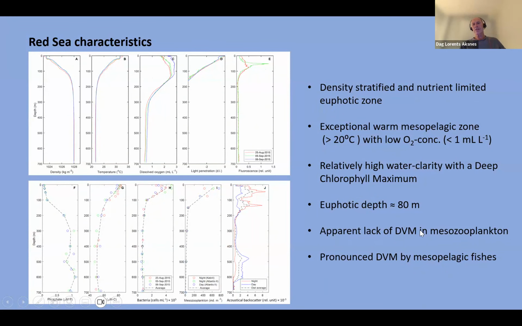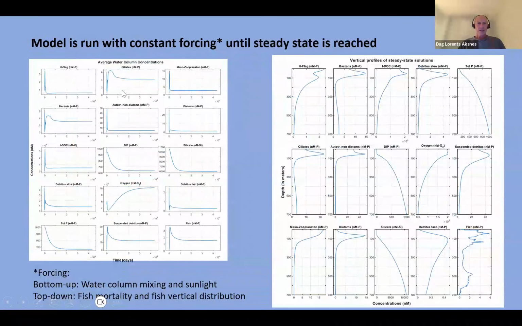The zooplankton apparently lack DVM, so it's the same distribution day and night, while the fishes have pronounced diel vertical migration, as I said. The model, we run it with constant forcing, and constant forcing here means water column mixing, which is this turbulent diffusivity term, and sunlight, which is kept constant, and top down, the model is driven by fish mortality and the fish vertical distribution that are forced to the fish distribution.